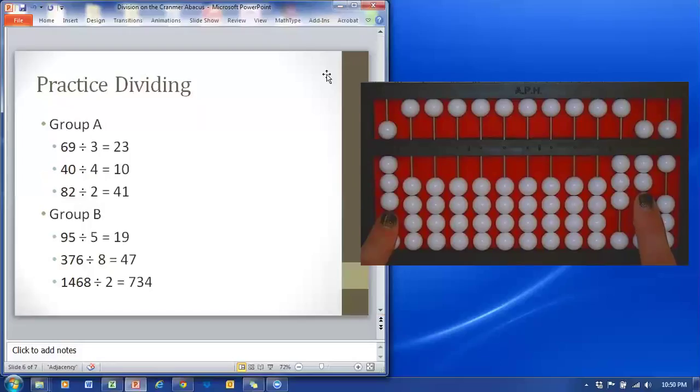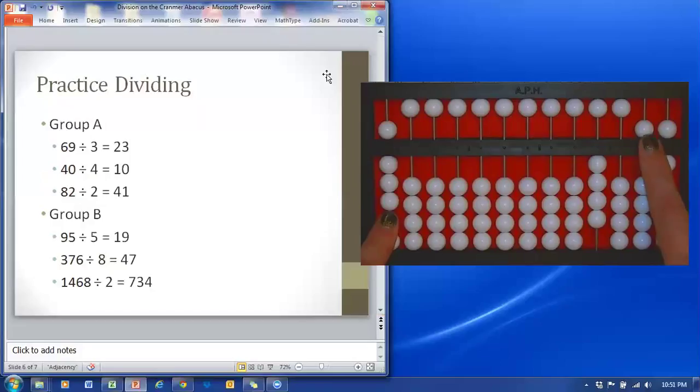So from the 7 in 37, I'm going to move over 2 columns to the left and place my answer of 4. 8 times 4 is 32. So we're going to subtract off the 30 and the 2.